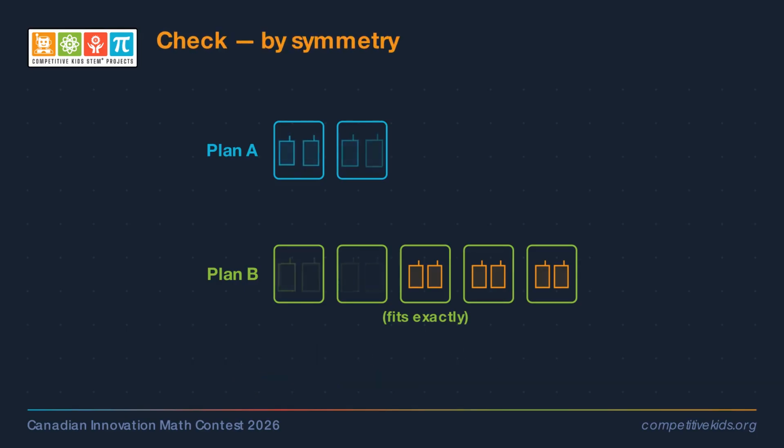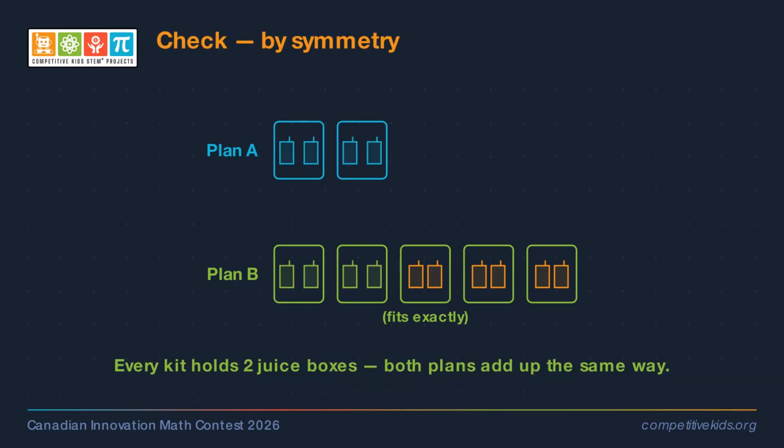Now think about it. Every kit is the same. If each extra kit holds 2 juice boxes, every other kit holds 2 too. Plan A and Plan B agree. The answer is 2 juice boxes per kit.